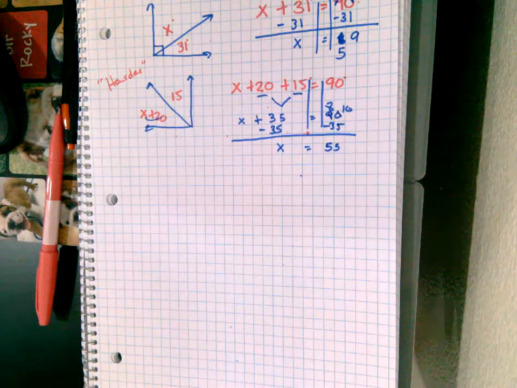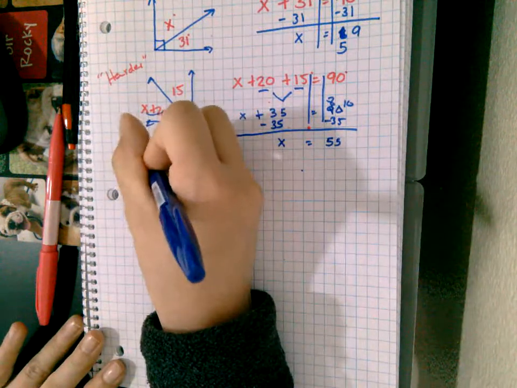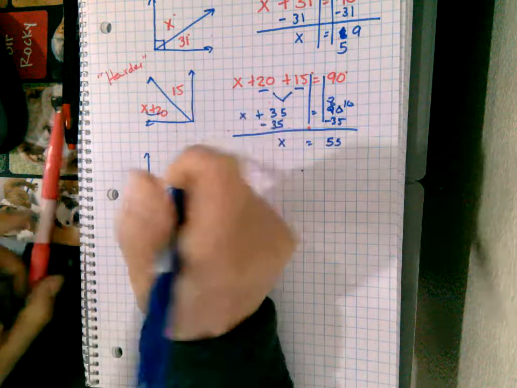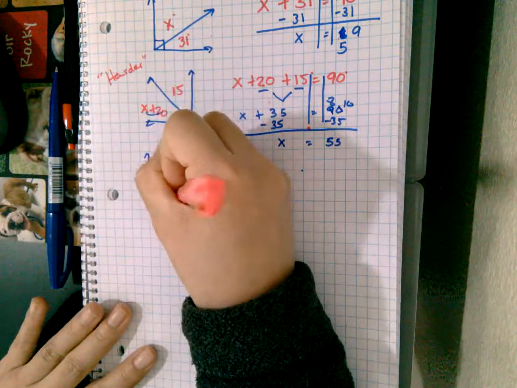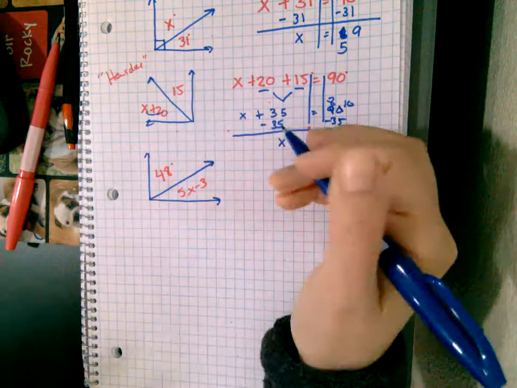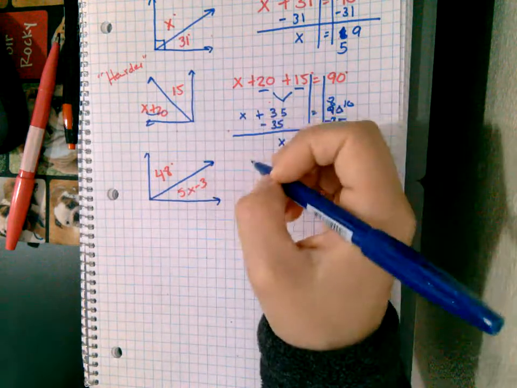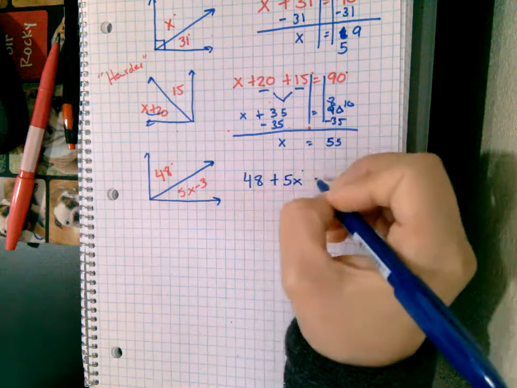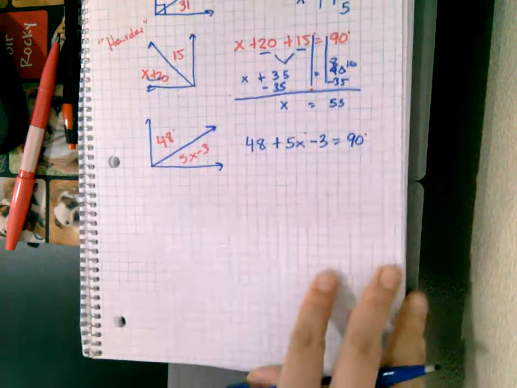It's not anything super crazy. Okay, let's do a super, super hard one. I don't know if you guys can do this. Yes, you can. All right, so here, my goodness. It's not just x, it's 5x. So we have 48 plus 5x minus 3 equals 90 degrees.